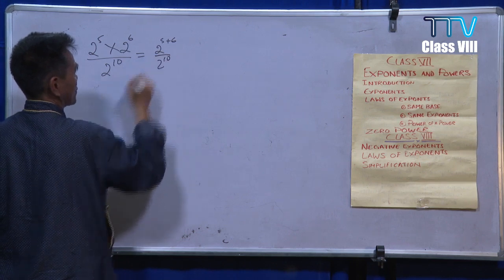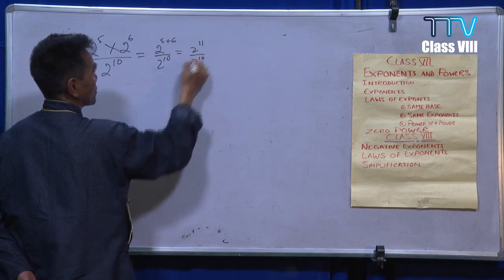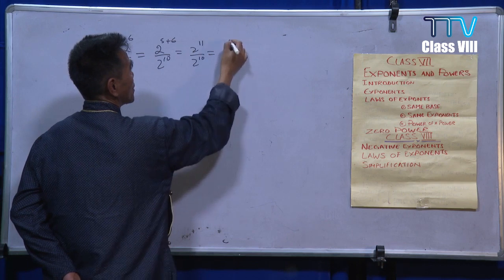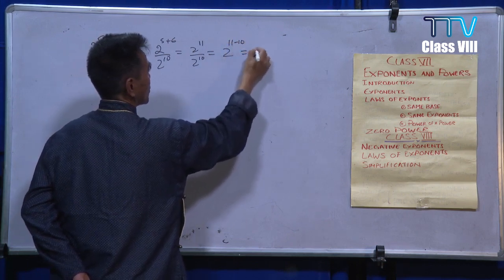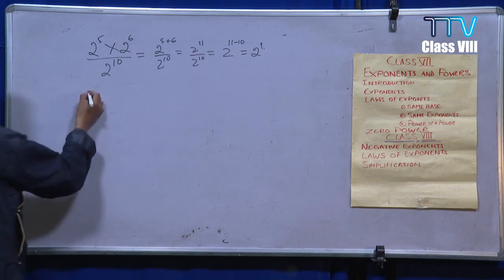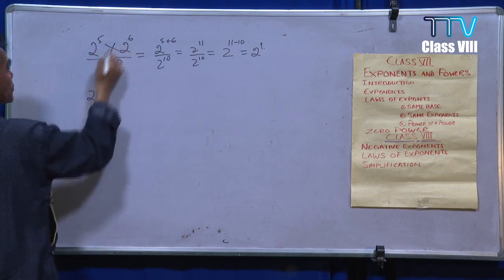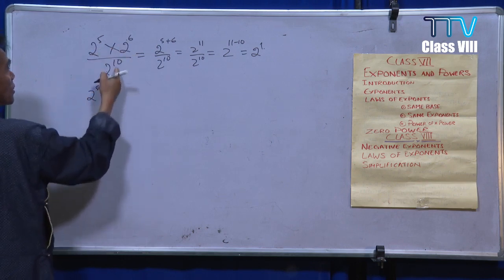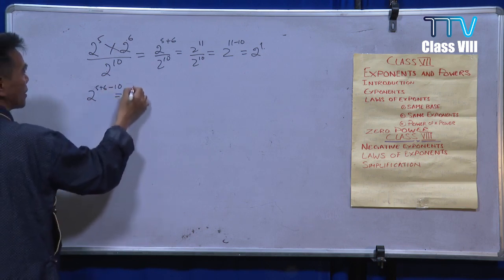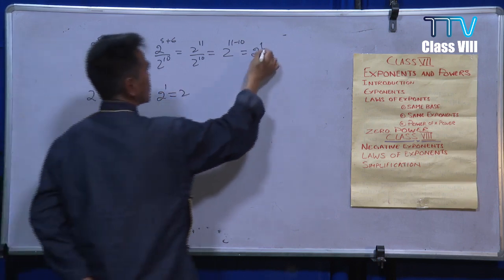2 to the power 10. 2 to the power 11 divided by 2 to the power 10. Division also, base common, powers subtract. The base is 2, so multiply the powers, and for division subtract the powers. This is 2 to the power 11 minus 10, which is equal to 2 to the power 1, which is equal to 2.